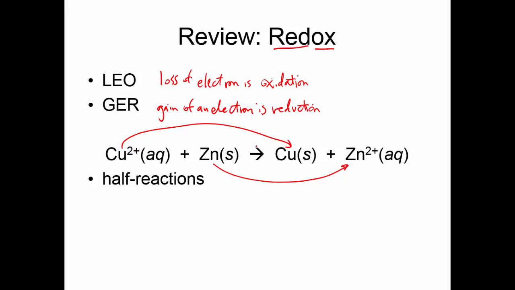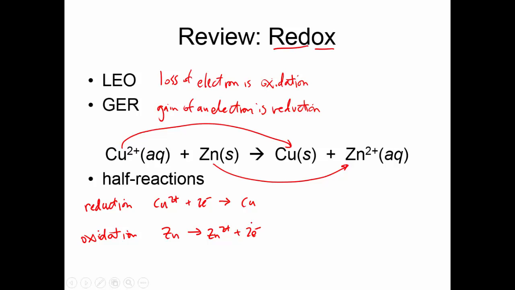And so to show clearly which part is going where, we can separate this into two half reactions. The reduction half reaction, in which the copper 2 plus ion gains 2 electrons to form the copper metal. And in the oxidation half reaction, the zinc metal forms zinc ion and loses 2 electrons.